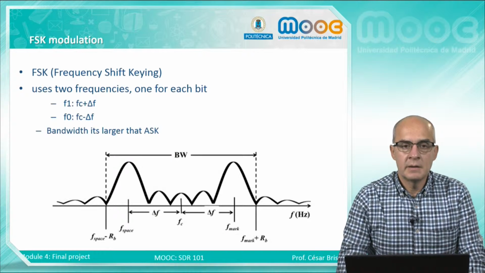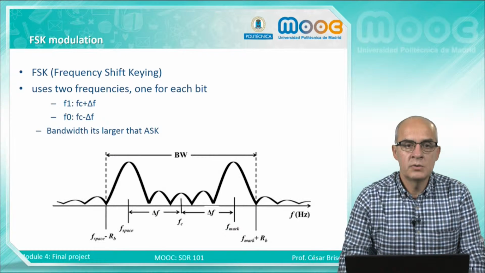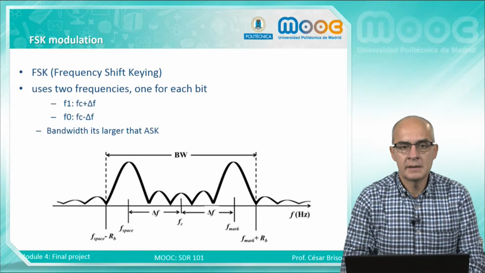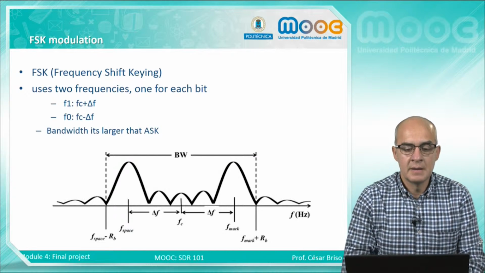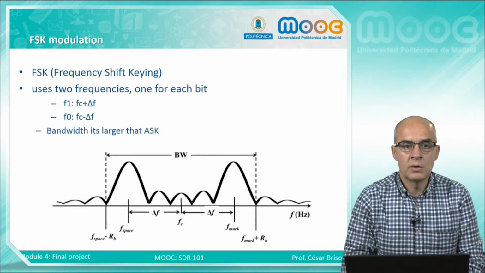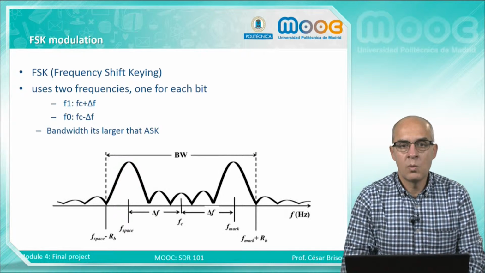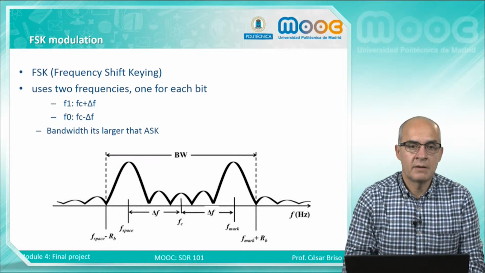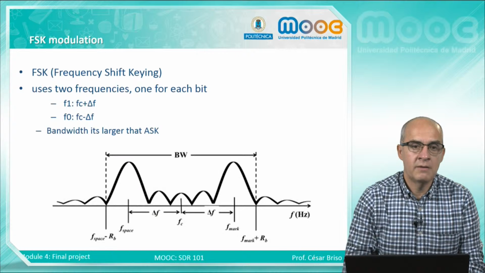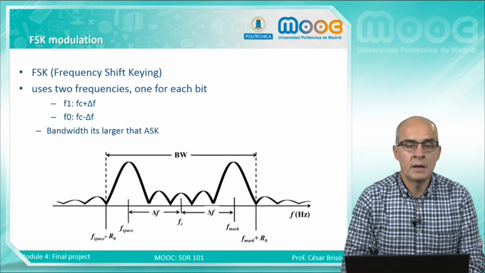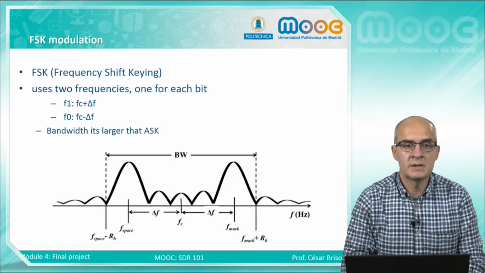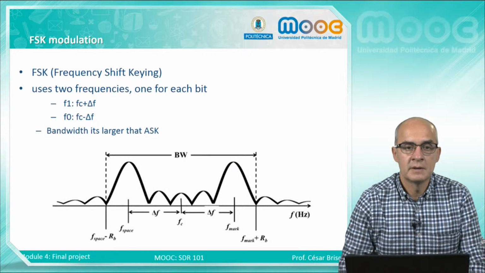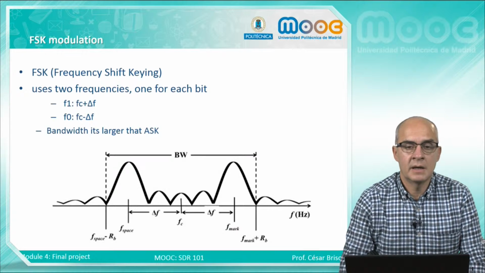Frequency shift keying modulation is widely used for data transmission. This type of modulation has a very high reliability, and it's based on the use of two frequencies, one for each bit. 0 is transmitted with a frequency F0, and the 1 is transmitted with a frequency F1. So there is a frequency shift to transmit each bit.